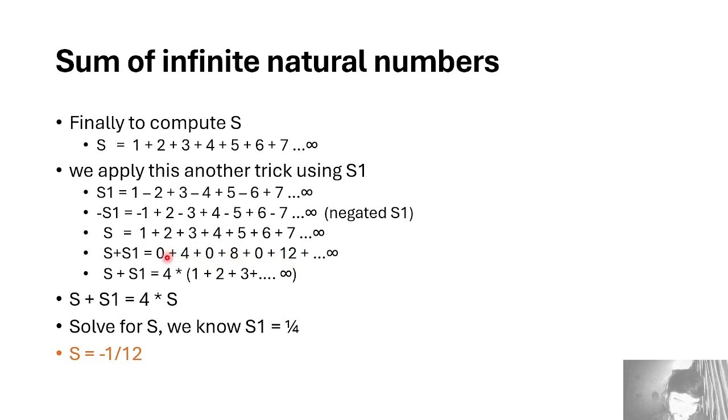And now if you analyze this series and take 4 as common, you will get this series, which is the sum of natural numbers. It is the same as S, right? And if we now substitute S in this place and solve for S, we know that S1 will be 1 by 4. So S1 is 1 by 4, and now if you solve for S, then you will get negative 1 by 12. So that's the proof given by Sir Ramanujan.